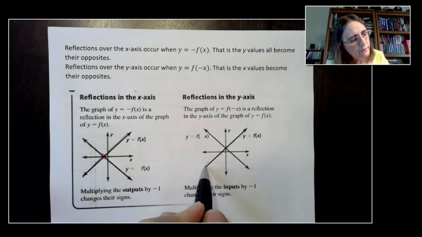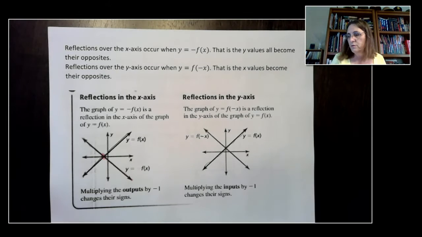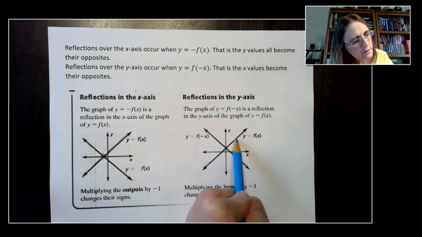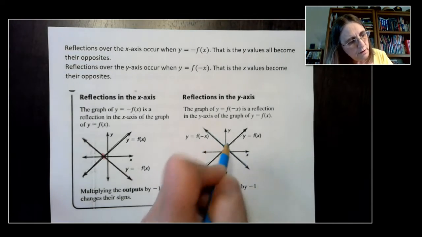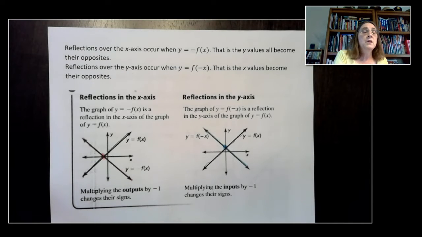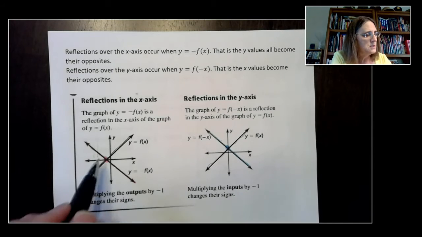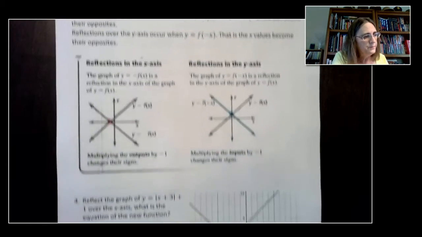Y equals f of negative x. Here's our original graph. And this time we're making the x coordinate negative, so it's a reflection over the y-axis. So here's our reflected graph. And we go across the y-axis, across the y-axis, across the y-axis, and notice our point on the y-axis stays fixed. So that's really one way that we can recognize an x-axis reflection and a y-axis reflection, is what point is fixed. On the x-axis, it's the point on the x-axis that doesn't change, and in a y-axis reflection, the point on the y-axis doesn't change.